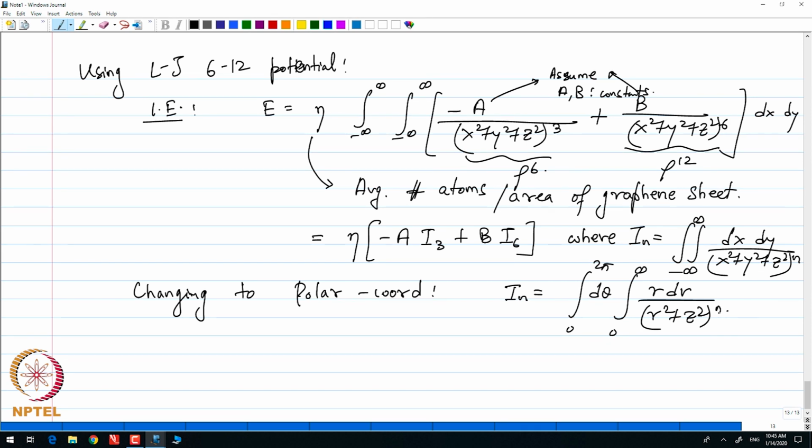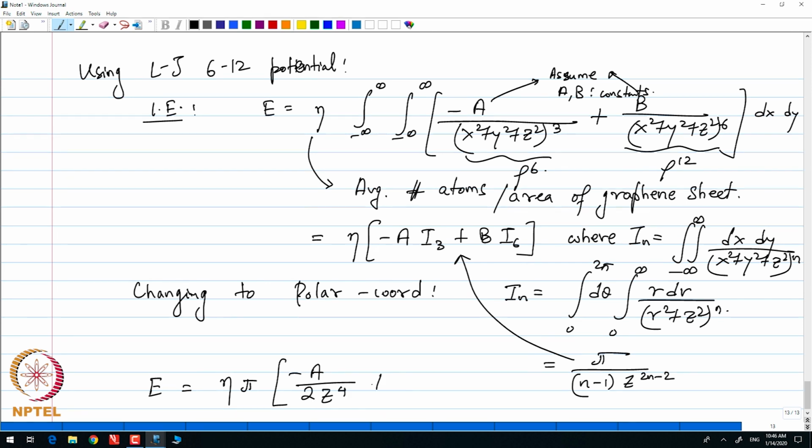And now, this integration is fairly simple. So, let me write down the answer. This is pi by n minus 1 times z to the power 2n minus 2. So, that is my I n, and then from here I can plug in all these values and I see that my interaction energy is eta times pi times minus a by 2 z to the power 4 plus b by 5 z to the power 10.